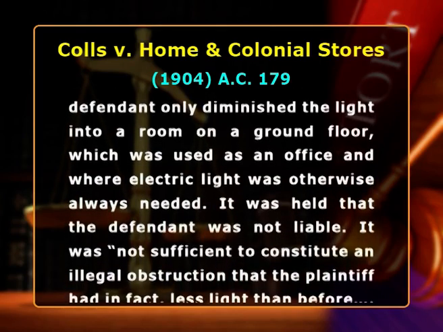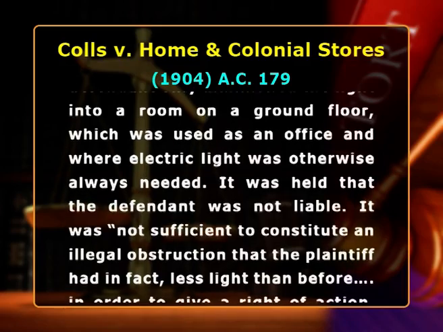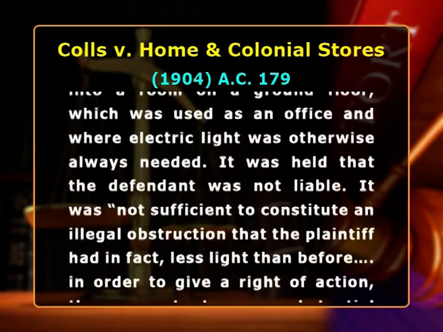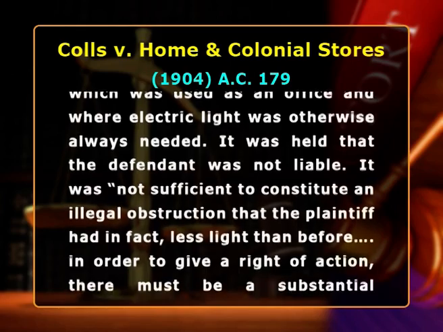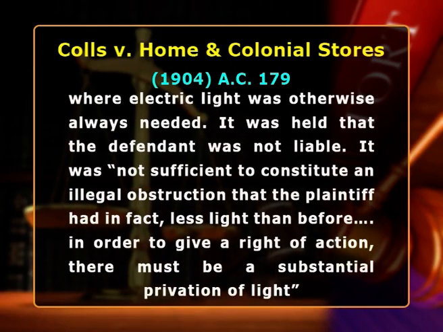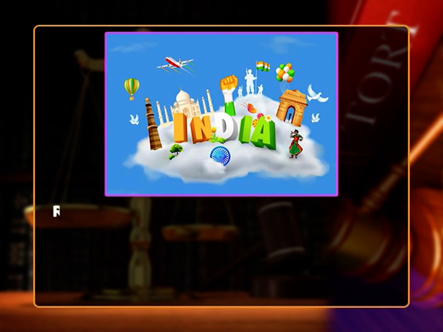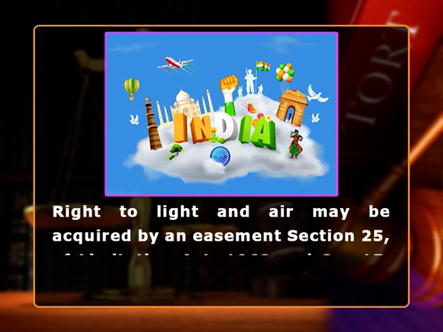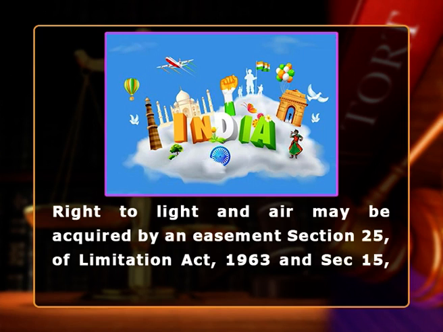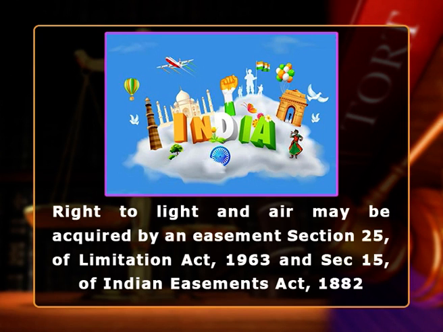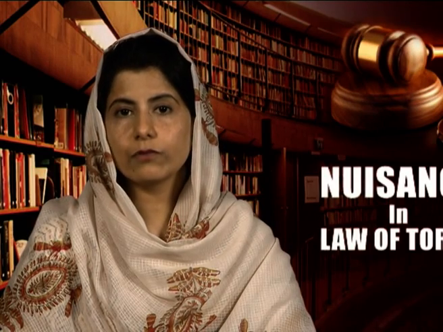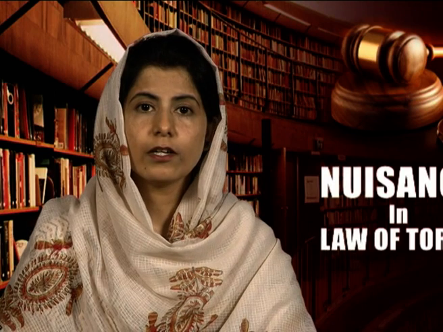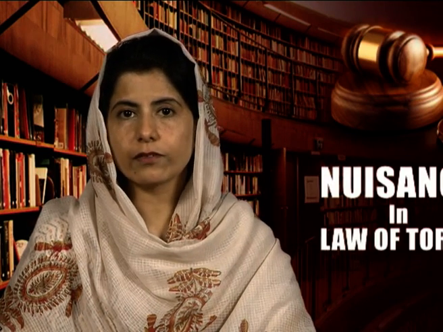It was not sufficient to constitute an illegal obstruction that the plaintiff had, in fact, less light than before. In order to give a right of action, there must be a substantial privation of light. In India also, the right to light and air may be acquired by easement. Section 25 of the Limitation Act 1963 and Section 15 of the Indian Easements Act 1882 make similar provision regarding the mode and period of enjoyment required to acquire this prescriptive right.